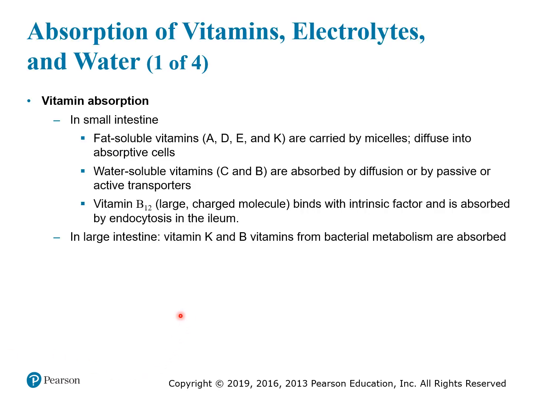Now let's see about the absorption of vitamins, electrolytes and water. First of all, let's go over vitamins quickly. We have two types of vitamins: fat soluble vitamins and water soluble vitamins. The fat soluble vitamins are A, D, E, and K. They are carried by the micelles. Remember, in the intestinal lumen the fat is made into micelles, and when they diffuse into the intestinal cell, they're packaged as chylomicrons. So they leave the basolateral surface by exocytosis as chylomicrons.